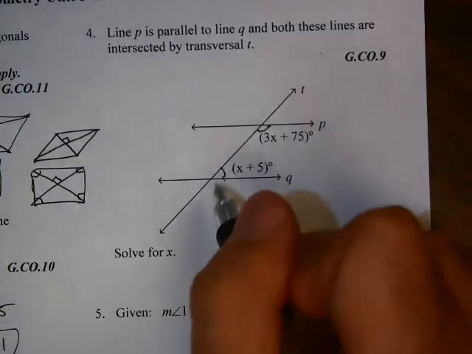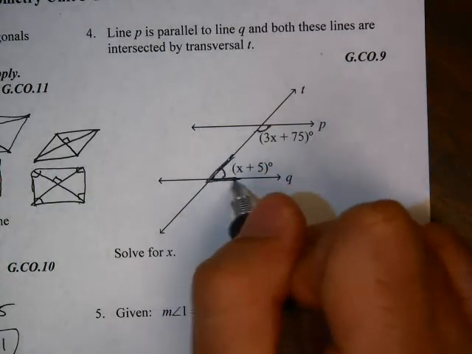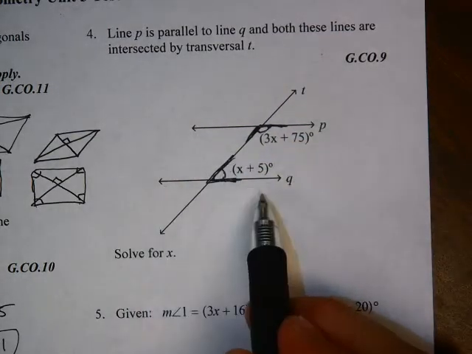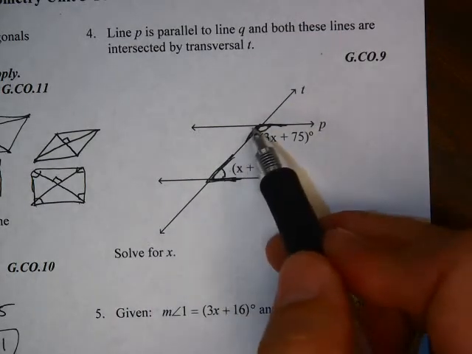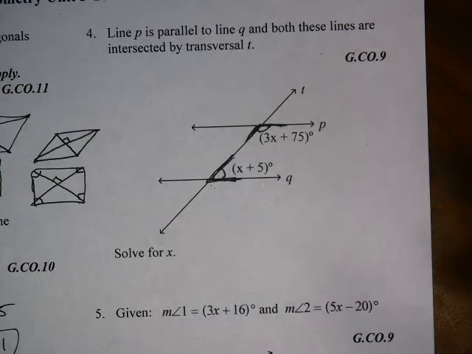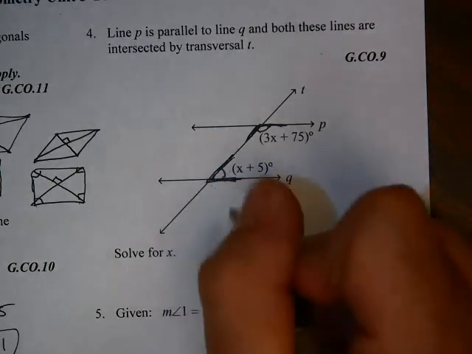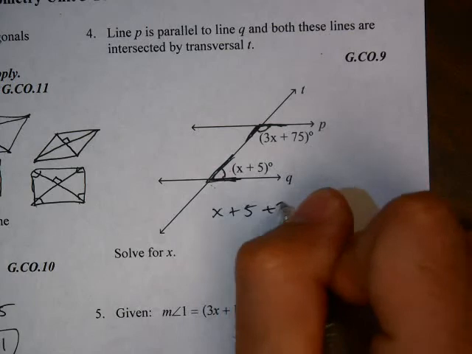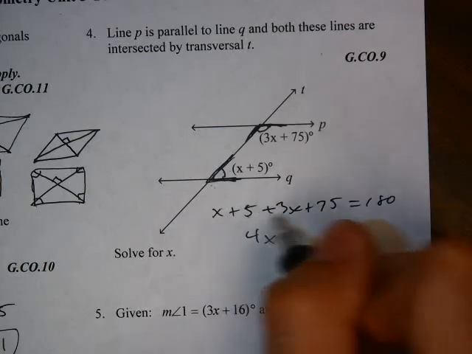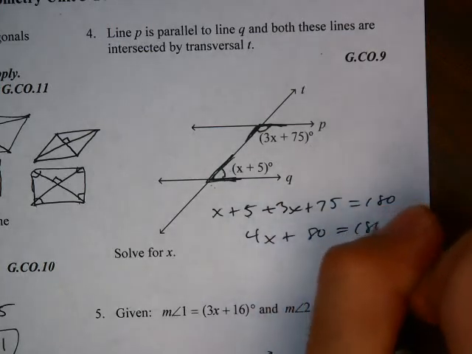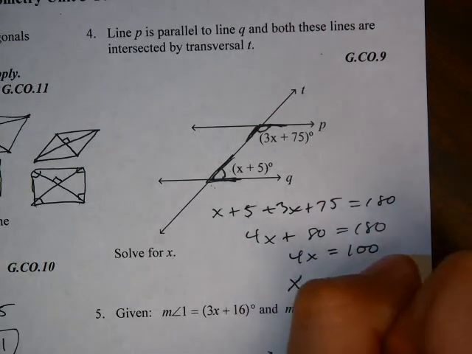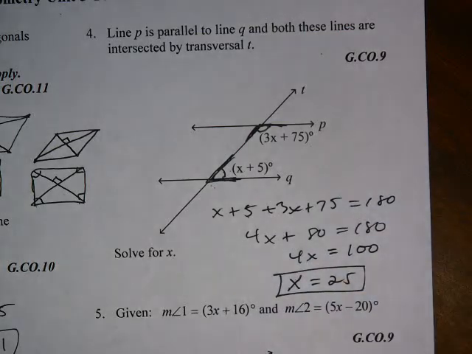Now, if you don't remember the names, remember that you have one acute angle here. You have one obtuse angle here. When you have the parallel lines with the transversal, anytime you get one acute and one obtuse, you will be able to use the 180. Whenever you have one of each kind, they will be supplementary. X plus 5 plus 3x plus 75 equals 180. Combining the like terms, 4x plus 5 plus 75 is 80. Subtract the 80, you get 100. Divide by 4 and you get 25. There is number 4.